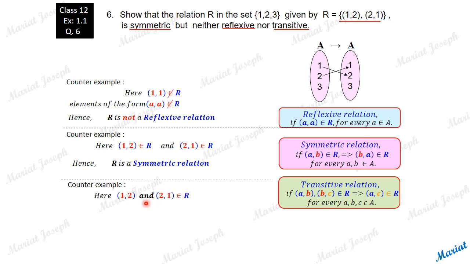Whenever this kind of two pairs are there, for it to be called a transitive relation, there should have been (1, 1). This is what a and c are here. This (a, c), (1, 1), also should have been there in the relation. It's not found. Since that is not found in the relation, this cannot be called a transitive relation. So this relation R is not a transitive relation. So this relation is symmetric, but neither reflexive nor transitive.